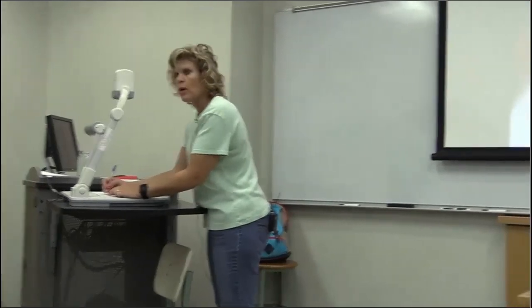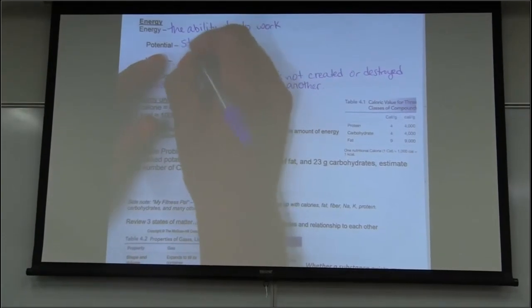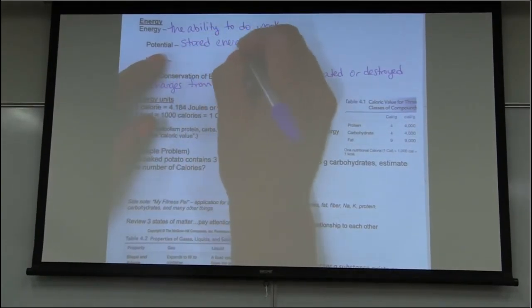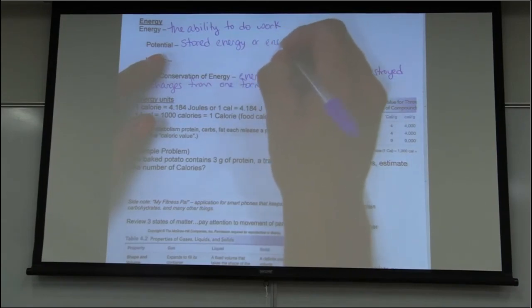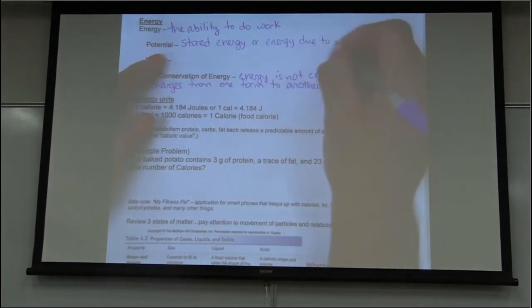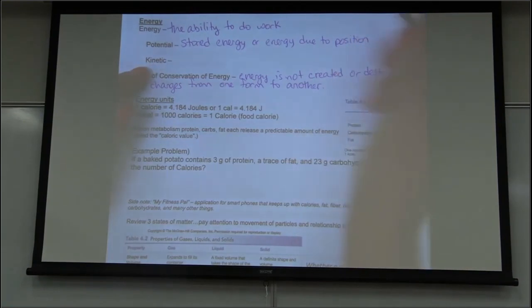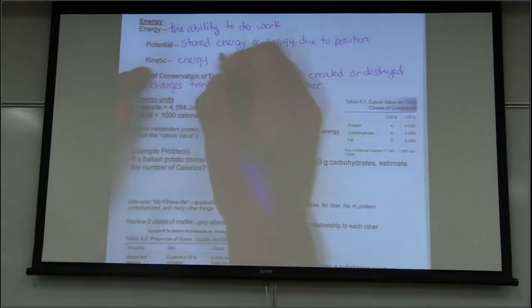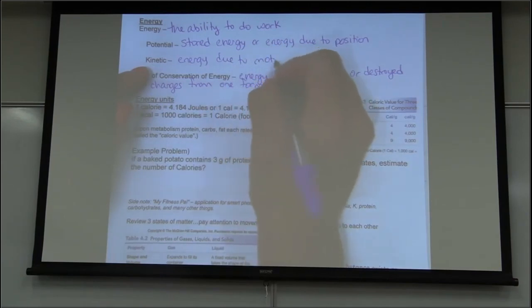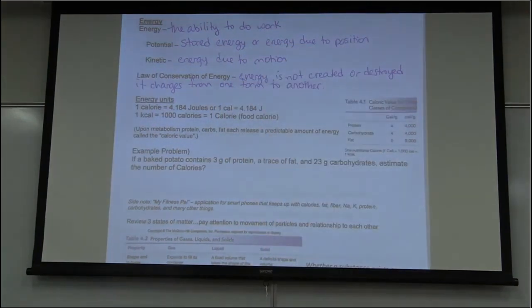So we're going to deal with two forms of energy first. We're going to deal with potential and kinetic. Potential is what? Energy that's stored energy. Or sometimes we say energy due to position. Kinetic energy is energy what? Due to motion. Right now, you have both. You have potential and you have kinetic. You are moving inside and outside, and you have potential energy.